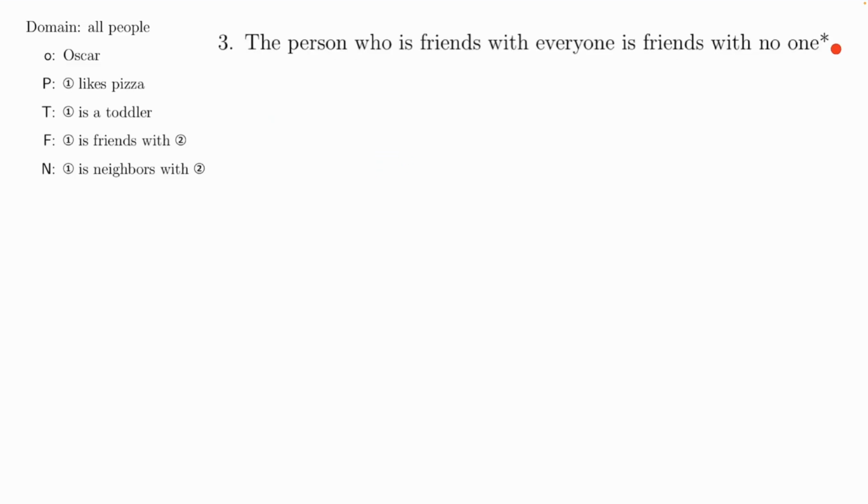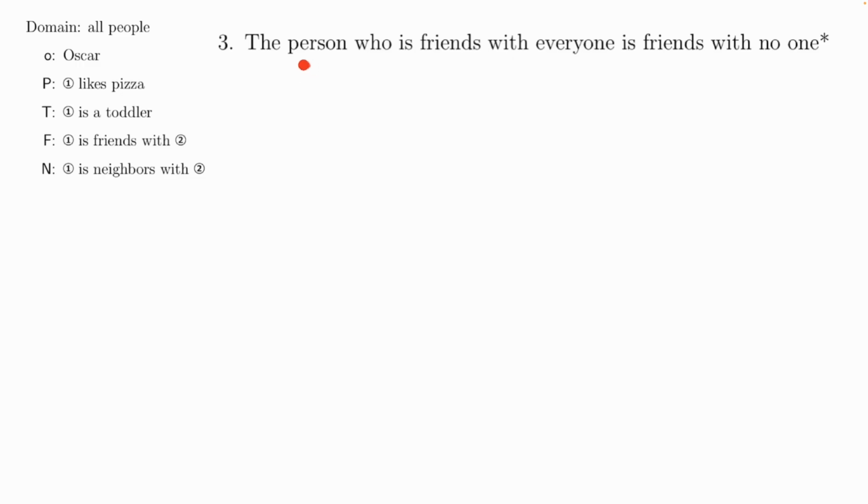Okay, now let's move on to this last problem. The person who is friends with everyone is friends with no one. Now, I could look at this statement and see the phrase, the person who is friends with everyone, and see this as a statement of the form the F is G. This is just like the other examples that we've looked at. I could say to myself, and so I'm going to approach it in the same way.